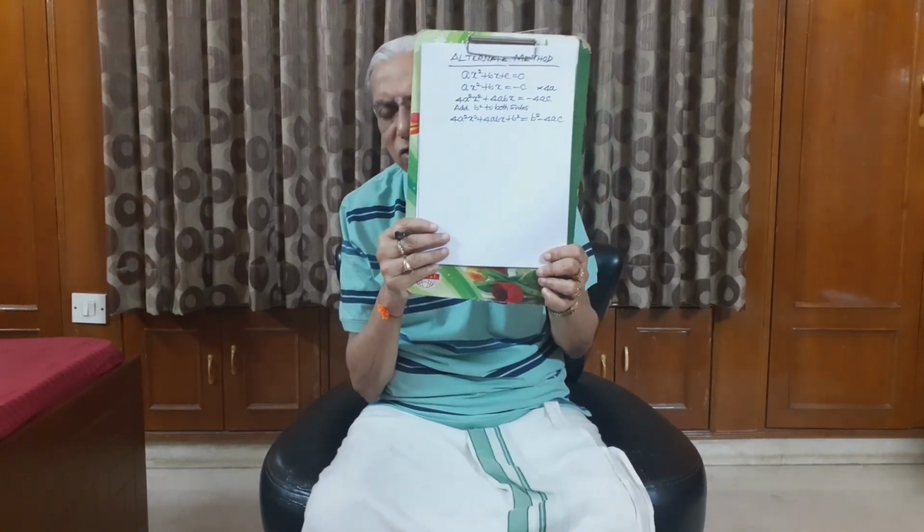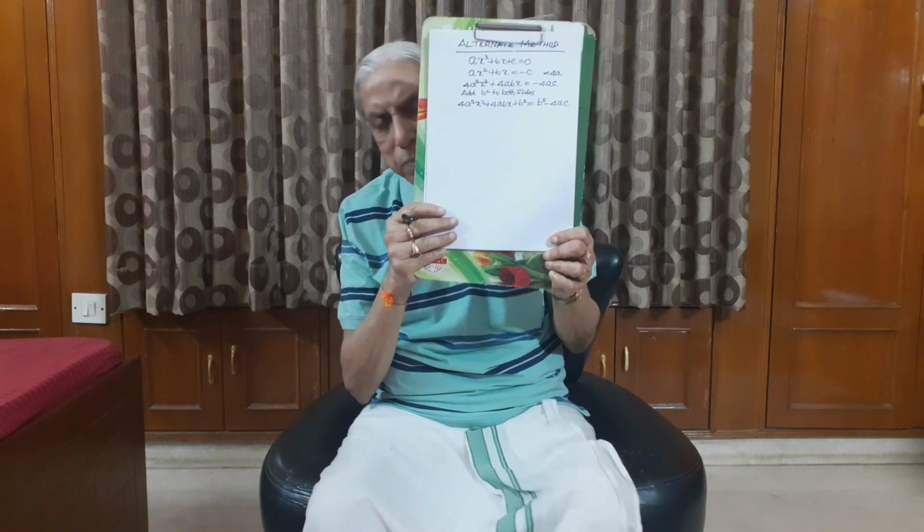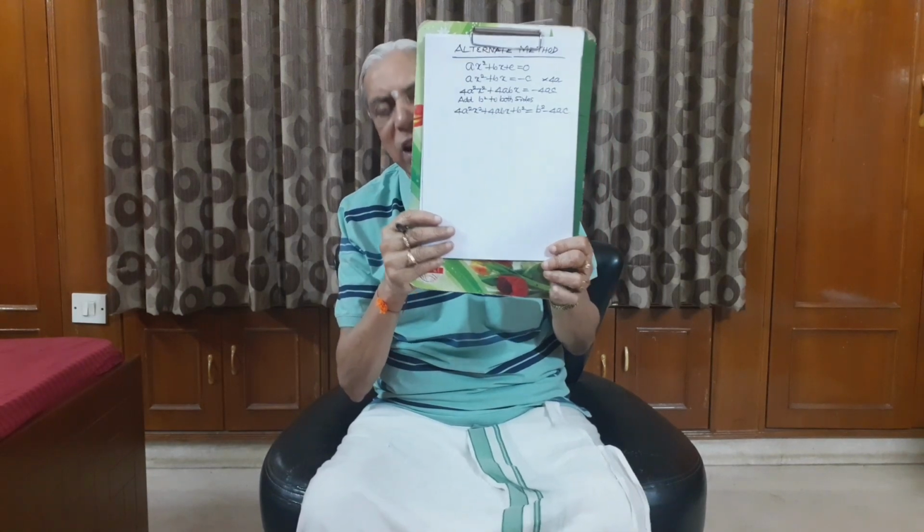b squared minus 4ac. That means first of all I have multiplied the equation by 4a. Then I have added b squared in order to see that the left hand side becomes a perfect square. Look at the expansion on the left hand side: 4a squared x squared, its square root is 2ax. Then a plus sign, because it is like a squared plus 2ab plus b squared. Then the square root of b squared is b. So 2ax plus b the whole squared.